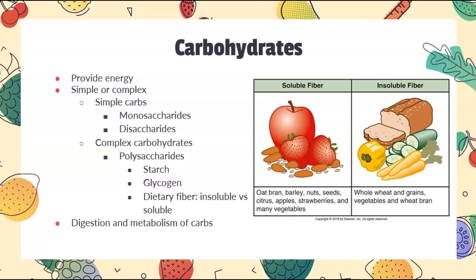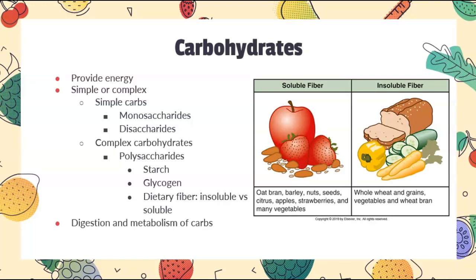Disaccharides are two sugar units bonded together. Once they're in the body, they're then broken down into monosaccharides. Examples of disaccharides are table sugar or sucrose, and lactose or milk sugar. Complex carbohydrates are divided into polysaccharides, which are then divided into starches, glycogen, and dietary fiber.